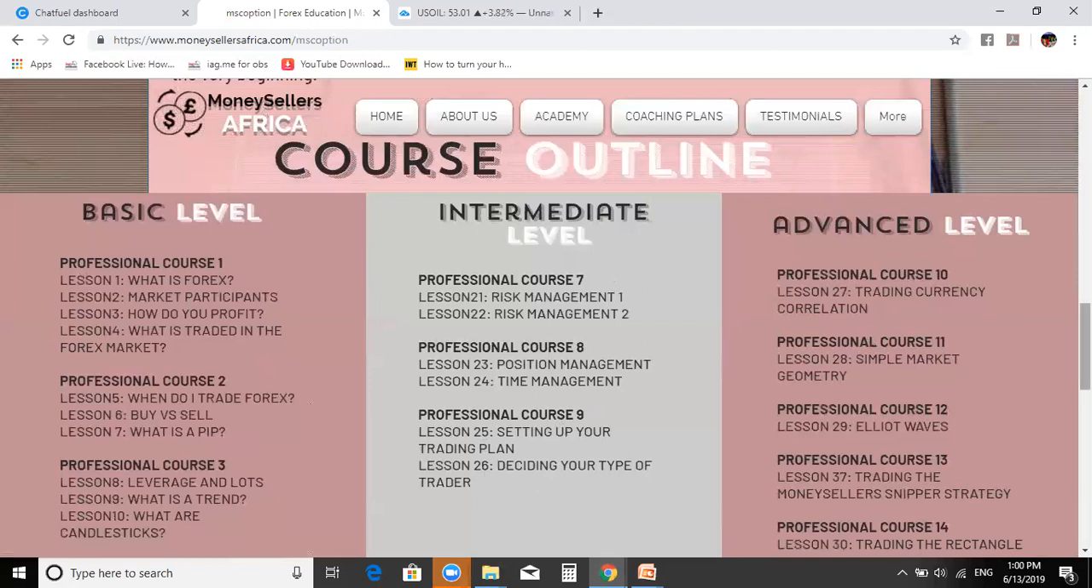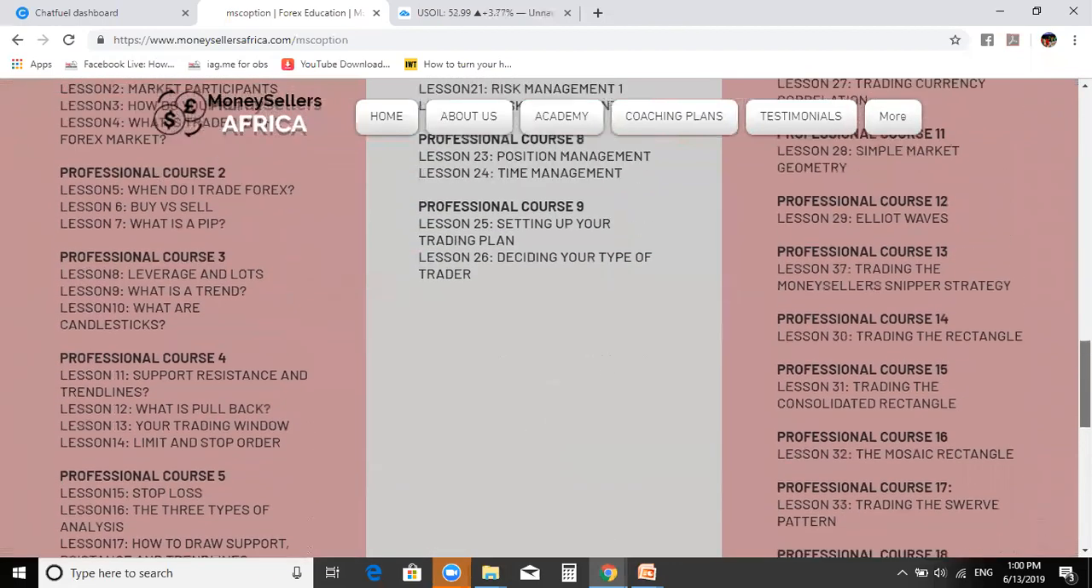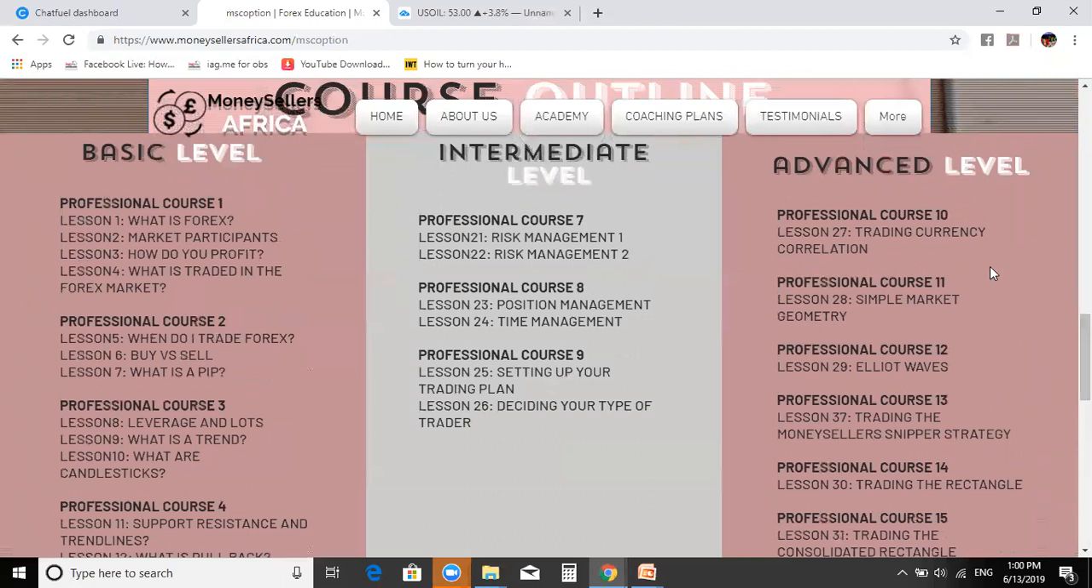Then when you move to the advanced level, this is where you have all the strategies. I start from the currency correlation. You want to know how you identify the strength of one currency to another, how you know when the currency is stronger than the other one, and that will help you to know which currency to trade, and it will also help you to become intimate with the currencies and identify the one you want to be trading. Then I moved to simple market geometry so that you can begin to practice with the simple strategies in the market on your demo account.